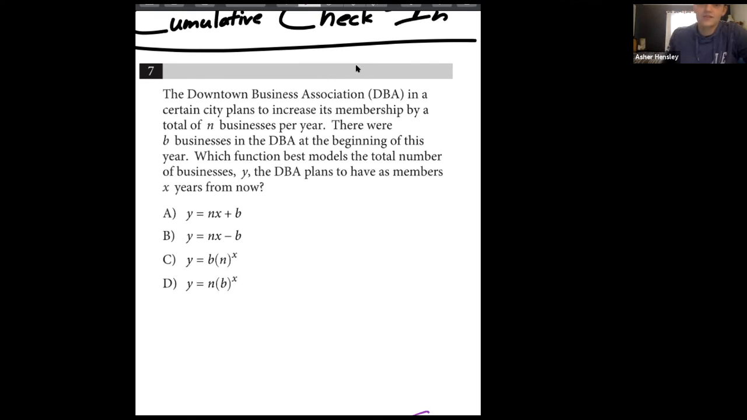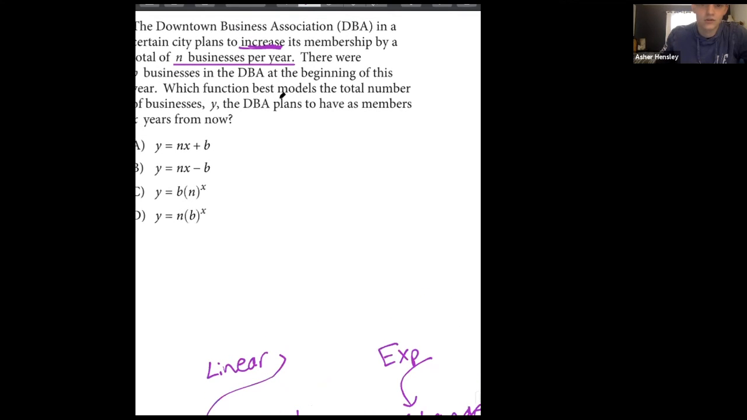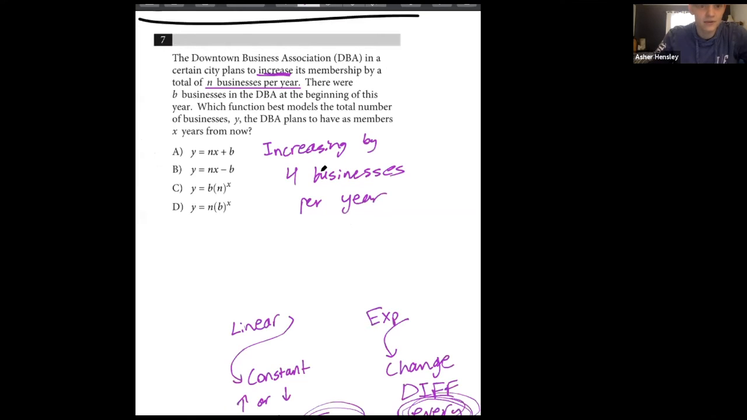The Downtown Business Association in a certain city plans to increase its membership by a total of N businesses per year. So let's actually input a number for this. In this scenario, let's say we're increasing by 4 businesses per year. If I'm increasing by 4 businesses per year, is that linear or exponential, y'all?